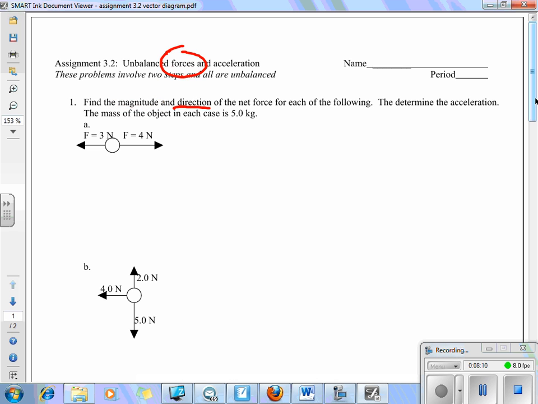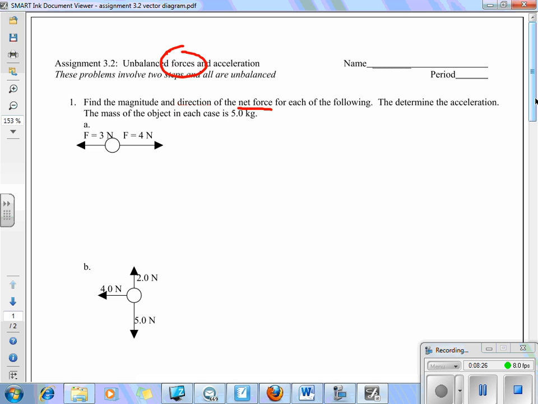Direction means which way. You have to have an angle with that, or if it's east or south or west or north, a straight heading, you don't need an angle. If it's due east, it's just east. But if it's at an angle at all, you have to include that angle theta.